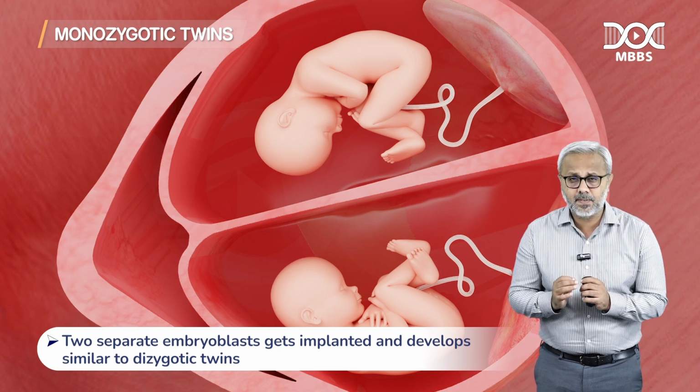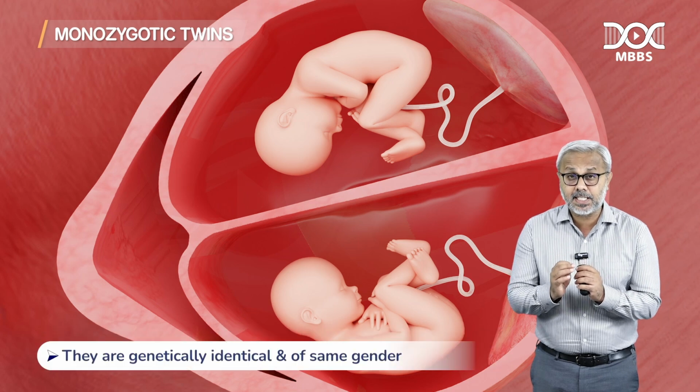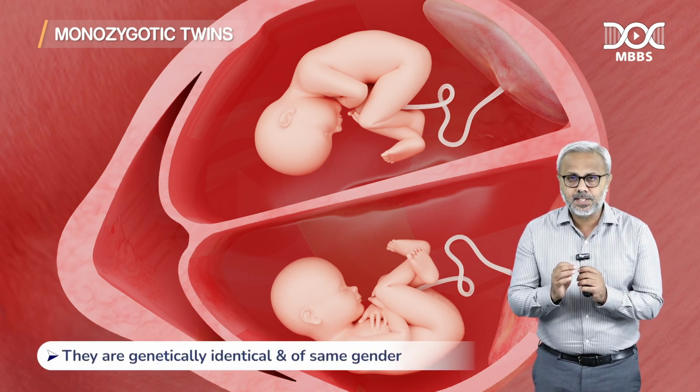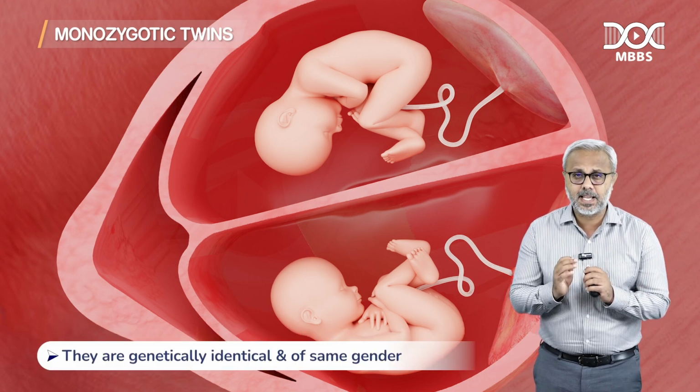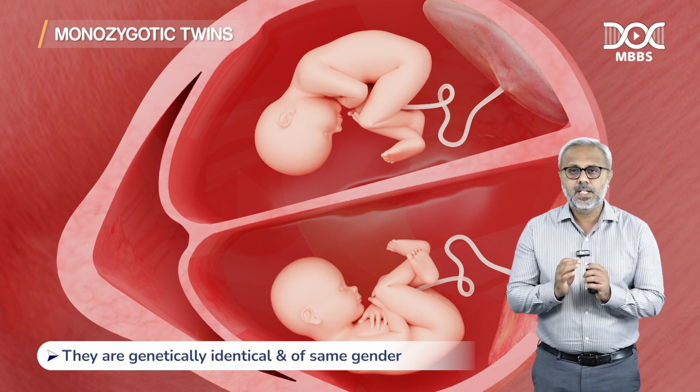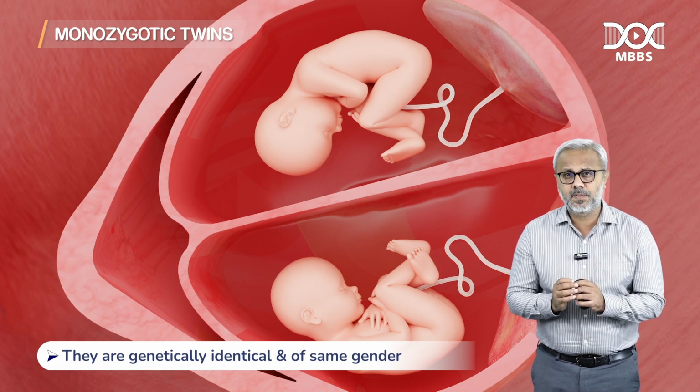The only possible way is that even these monozygotic twins will be genetically identical and their gender or sex will also be the same. So, this is how dizygotic twins and monozygotic twins are formed.